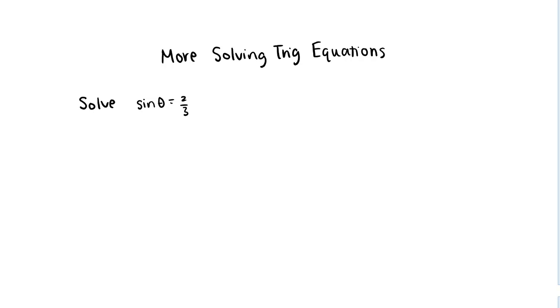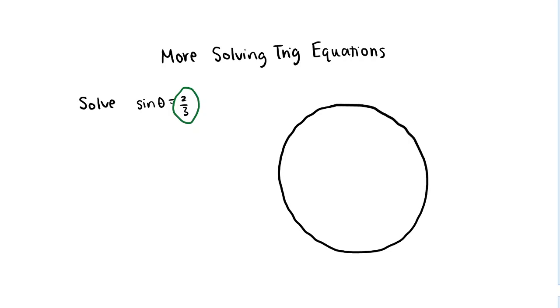We want to solve the equation sine of theta is equal to 2/3. Sine of this angle theta is supposed to give us a y value on the unit circle, so here we can interpret this 2/3 as a y value. And we're trying to find all the angles possible that lead us to a y value of 2/3. That is essentially what solving this equation is asking us to do.